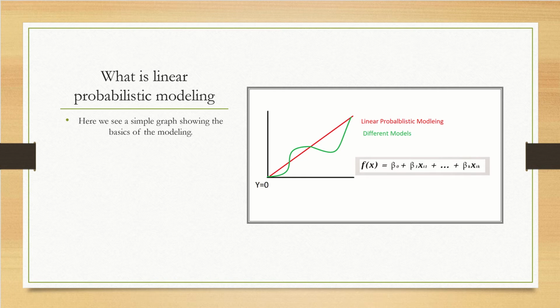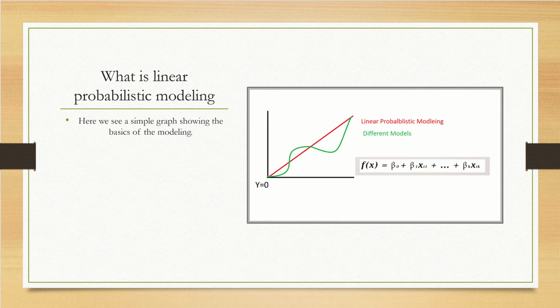First, what is linear probabilistic modeling? Well, its official definition is that linear probabilistic modeling is a special case of a binomial regression model where each observation is given a value of 0 or 1. The probability of observing a 0 or 1 is then dependent on one or more explanatory variables.